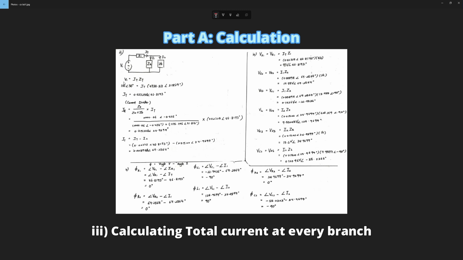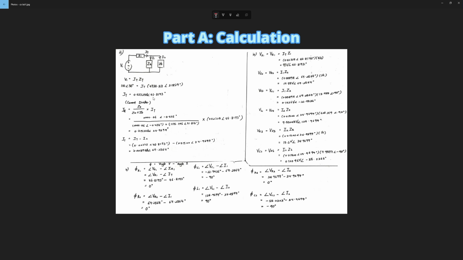So it has been given V1 is equal to IT times ZT. So the value has been given. So the answer for IT is 0.02325 ampere with 46.8173 degrees. So to find I2, we need to use the current divider.